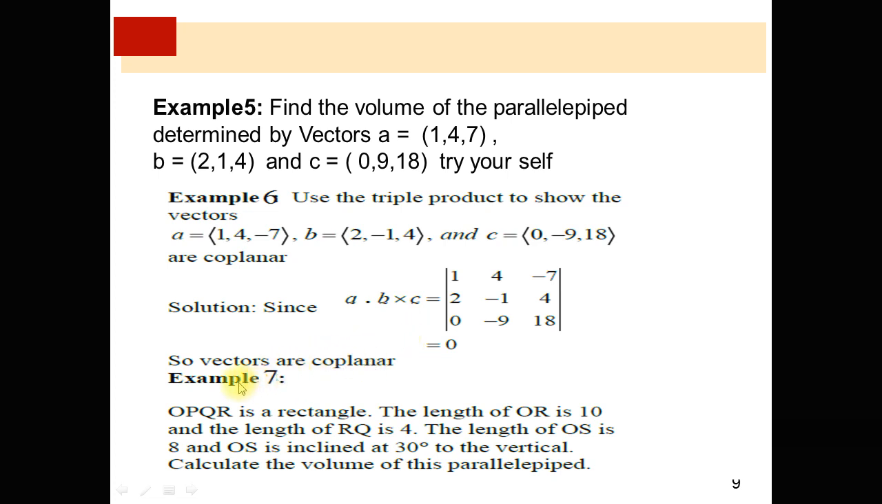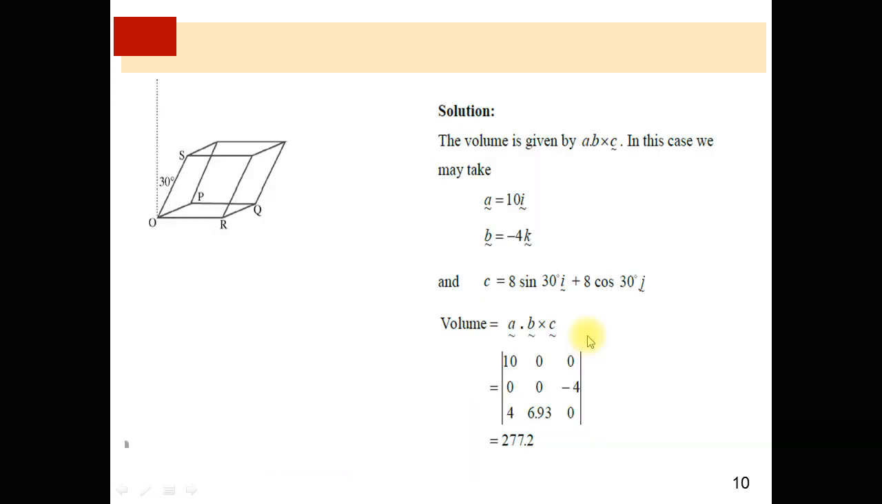Now example number 7. OPQR is a rectangle. The length of OR is 10, and the length of RQ is 4. The length of OS is 8, and OS is inclined at 30 degrees to the vertical. Calculate the volume of this parallelepiped. This is the parallelepiped. We have to find its volume.